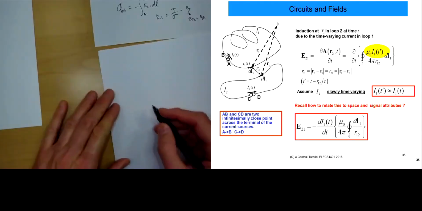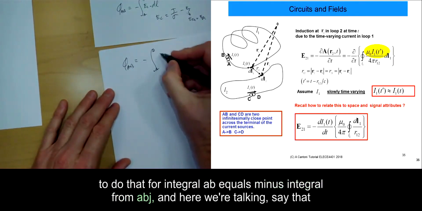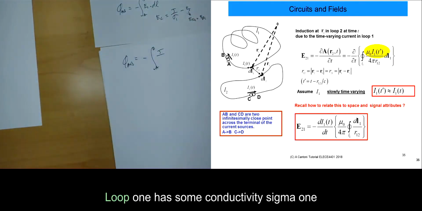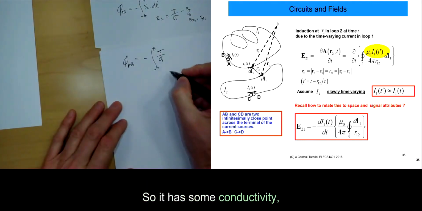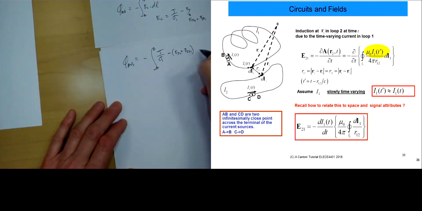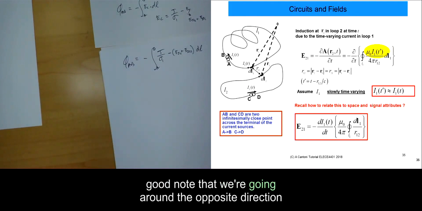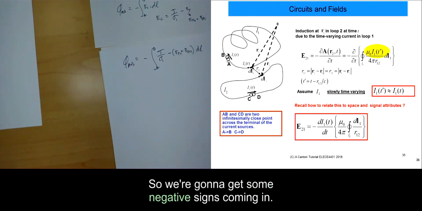So we have the integral AB equals minus the integral from A to B of J on sigma 1, where loop 1 has some conductivity sigma 1 and some actual area A1, we'll get onto that later, minus EI11 plus EI21, dot DL. Note that we're going around in the opposite direction to where we did these other integrals, so we're going to get some negative signs coming in.